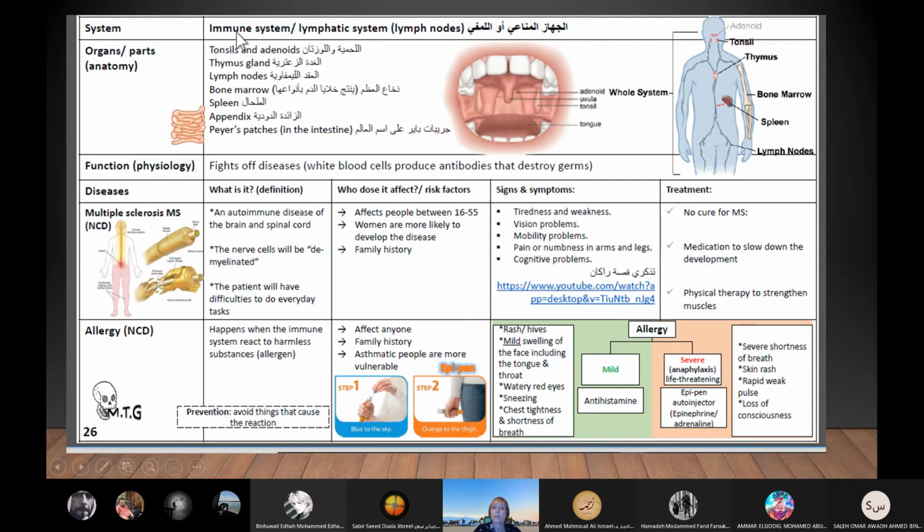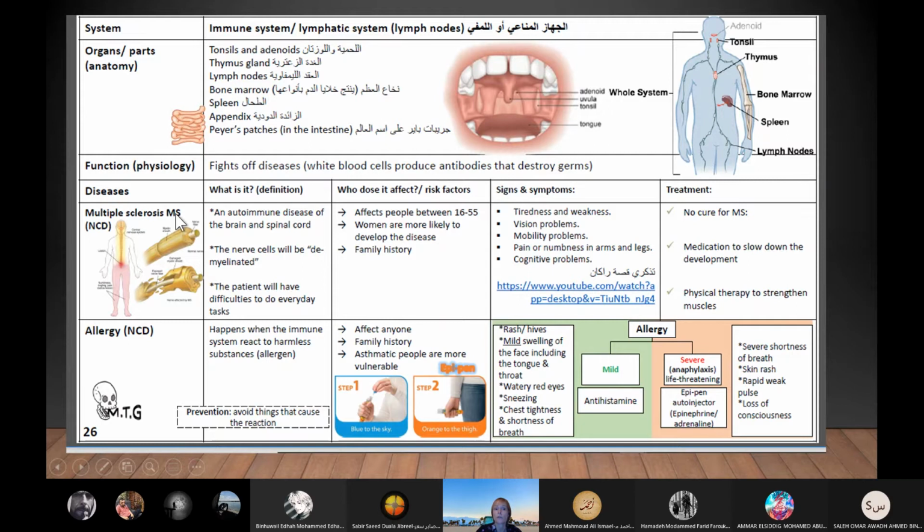Okay, immune system. This is the system that is fighting disease for us, okay? So we're producing blood cells in response to infection, and our body is trying to kill that infection, destroy the germ. So it's not necessary to be familiar with all of the parts of it, but just the diseases, okay?